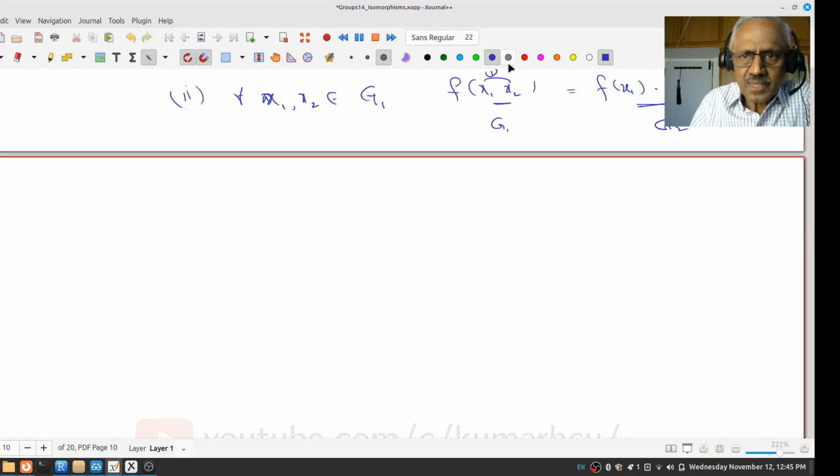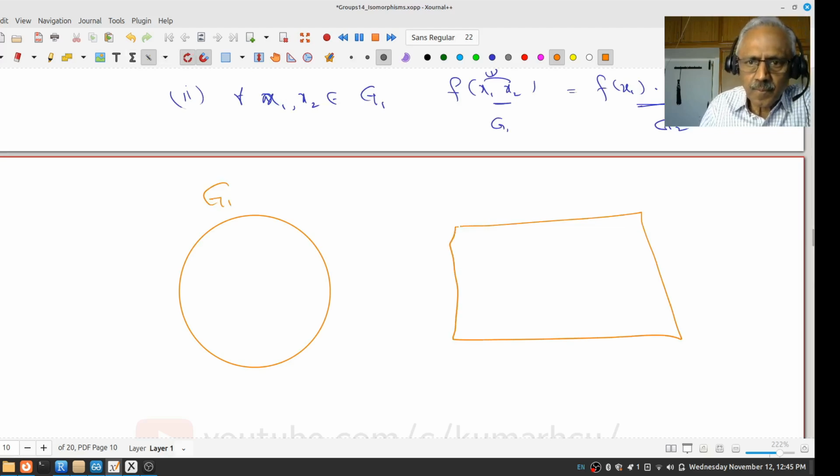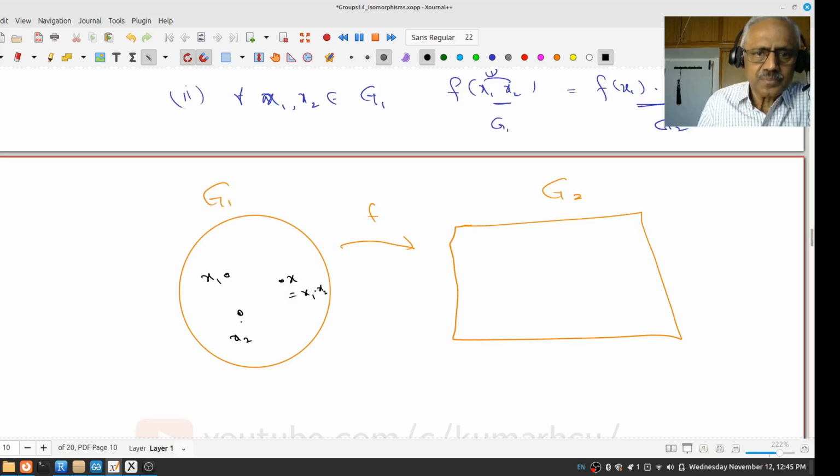Let us do a picture and try to expand this in terms of a picture. Suppose this is my G1 and this is my G2, and both are groups. Now what happens is I am taking two elements, x1 and x2, and under the binary operation it is going to go to x. This x is nothing other than x1 binary operation x2 in G1. Now what do I know? My f of x1 must be some y1.